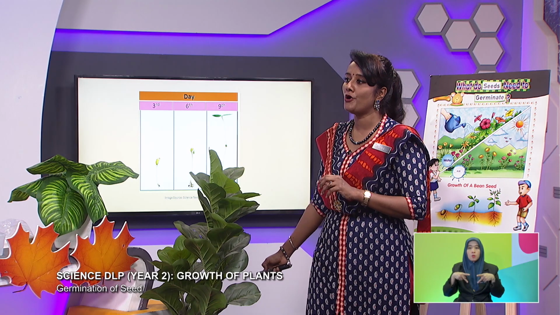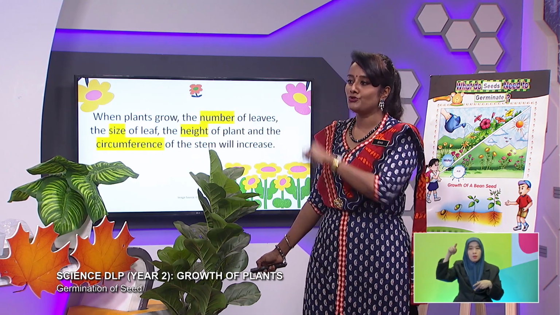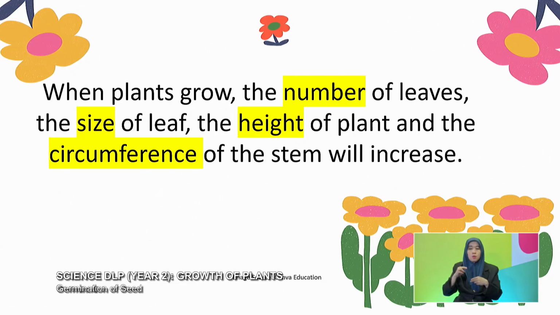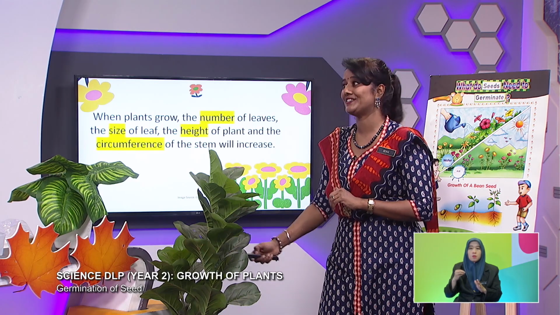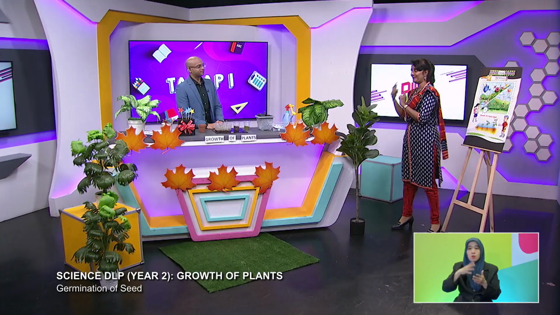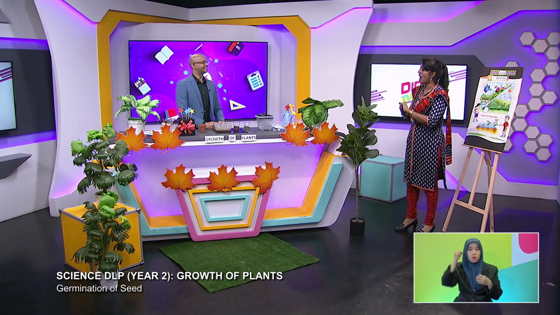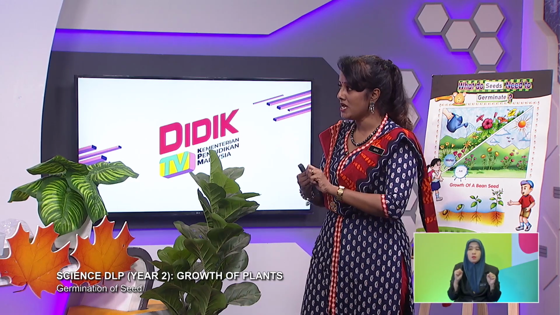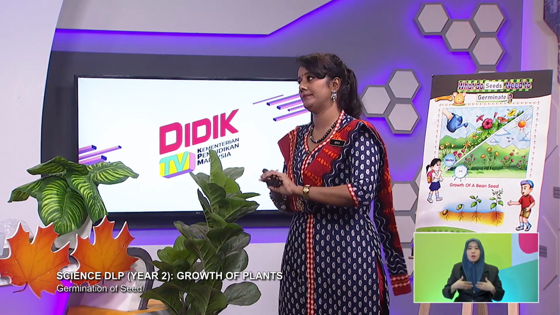So I hope they should know that when the plants grow, the number of leaves, the size of leaf, the height of plant, and the circumference of the stem will increase. Okay, I have a question for you. What are the changes you can see when the seedlings are growing?